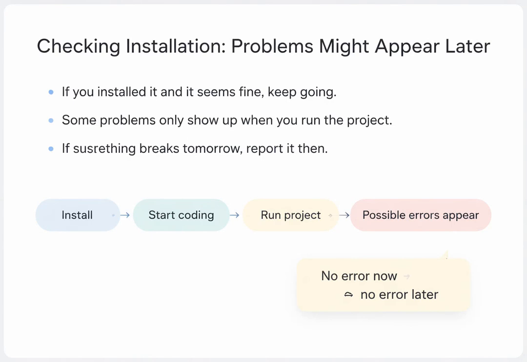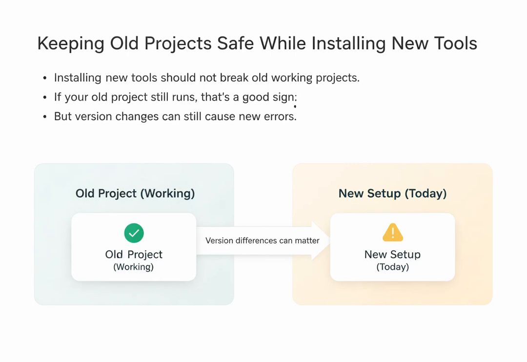Even if installation looks successful right now, that does not guarantee everything is perfect. Some issues only become visible when you start running commands, starting the server, or building features. So the class continues forward, and if errors appear later, like the next day, students should bring them up at that time. A concern students often have is whether installing or updating Laravel-related tools might damage older projects.